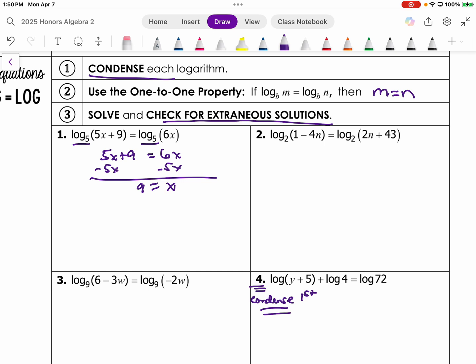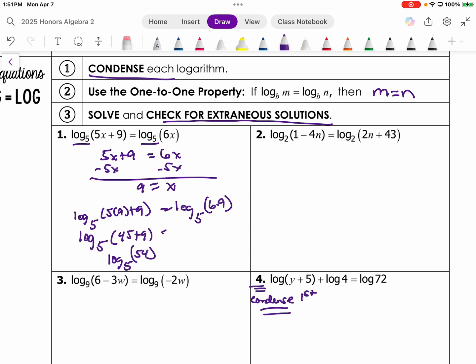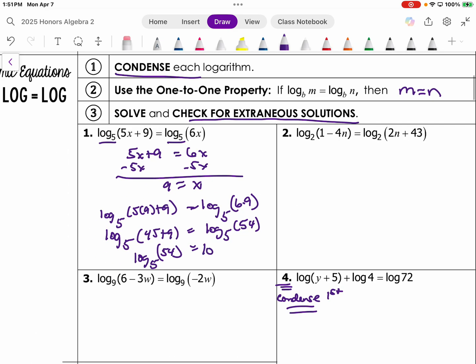So in the check step, is log base 5 of 5 times 9 plus 9 equal to log base 5 of 6 times 9? It's log base 5 of 45 plus 9, which is 54. So log base 5 of 54 is what is on the left side. And then we know that 6 times 9 is 54 on the right side. Since those are identical, both sides are the same, we know that that is the solution, that x has to be equal to 9. Again, we don't have to make them decimals. We just have to do some quick simplifying.